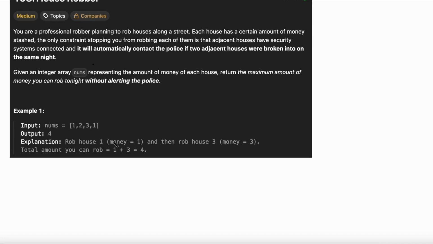The problem statement says that we are a robber and we have to rob houses. The only criteria is that we cannot rob adjacent houses. Given an integer array nums representing the amount of money of each house, return the maximum amount of money you can rob tonight without alerting the police.